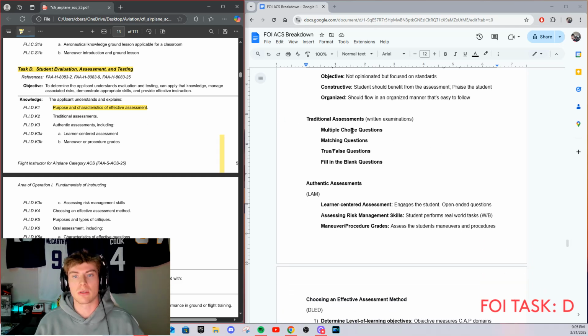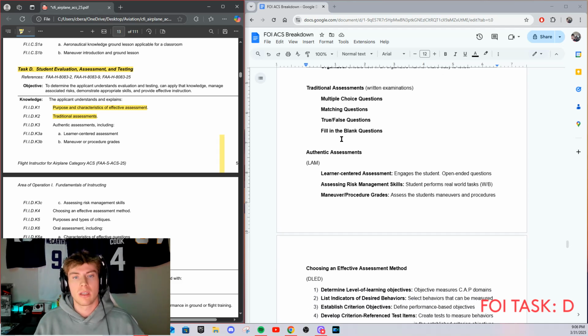Now we have traditional assessments. These are going to be all of the assessments that we've done in high school, middle school. So on a written exam: multiple choice, matching questions, true or false, and fill in the blank. And these you might see on the pre-solo exam that you have to give the student, or their written test is going to be that multiple choice.